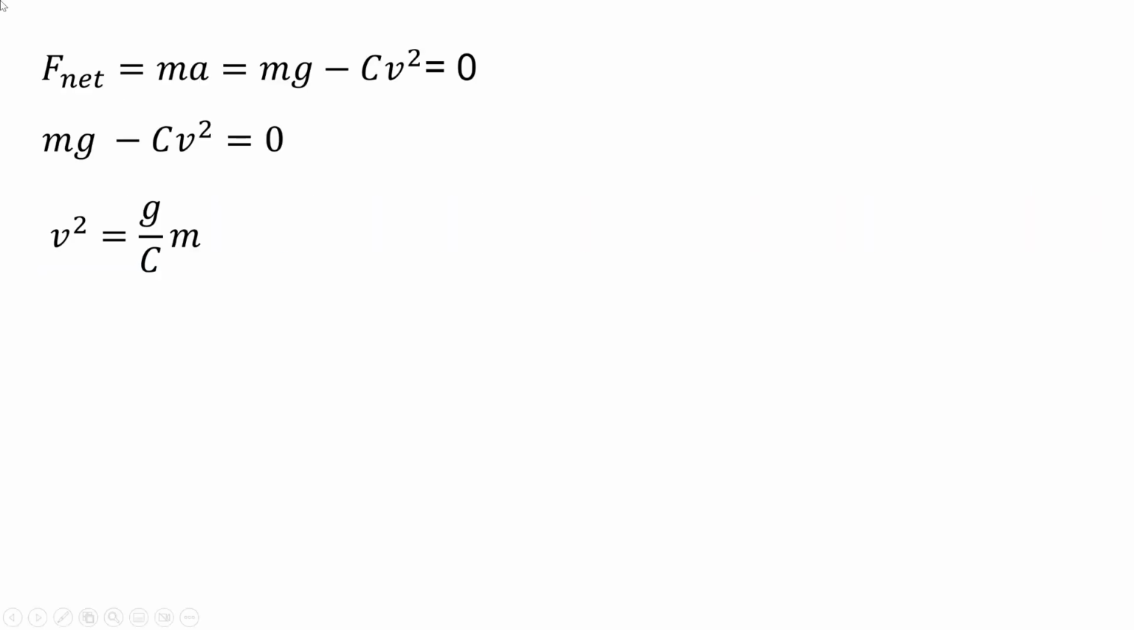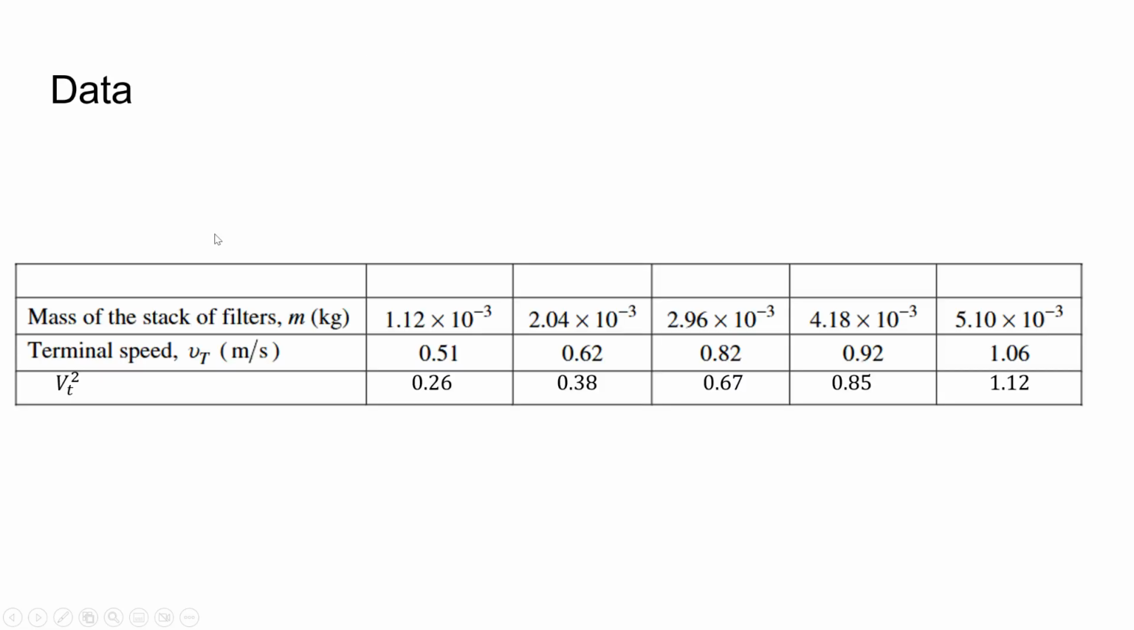So we would do an F equals ma equation, with mg going down, because down would be positive in this example, minus the drag force, Cv squared. And because we know that it has reached terminal velocity, we know that the drag force is going to be equal to the mg to cancel it out. So we can set it equal to 0. So when we do that, we get v squared equals g over c times m.